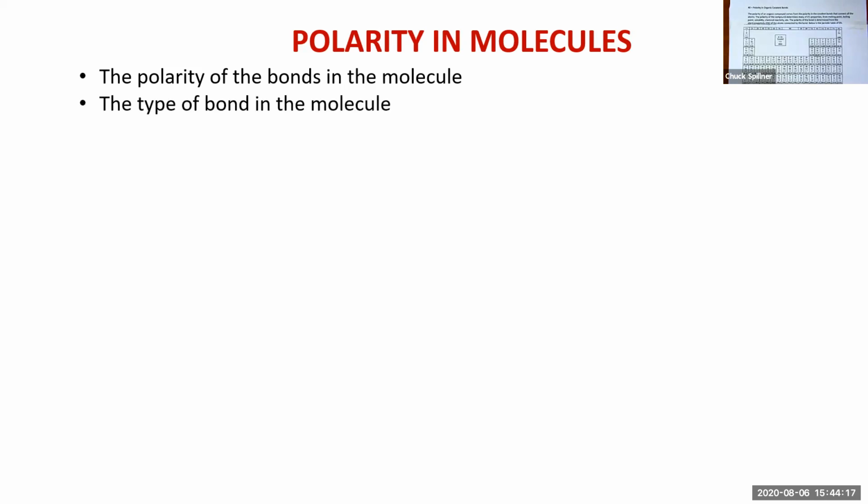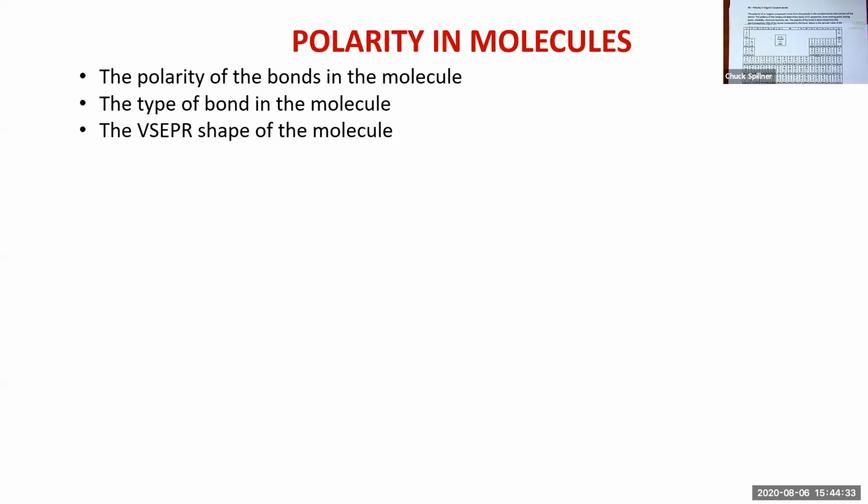So how does this polarity in bonds translate to polarity in molecules? Well, in HCl, it's pretty simple, it's straightforward. But in molecules, you have to consider the polarity of the bonds, and most molecules have more than just one bond. So you have to consider the polarity in all the bonds. You have to consider the type of bond, whether it's a pure covalent, nonpolar bond, or a highly polar, strong covalent bond.